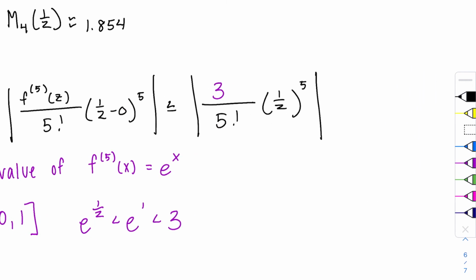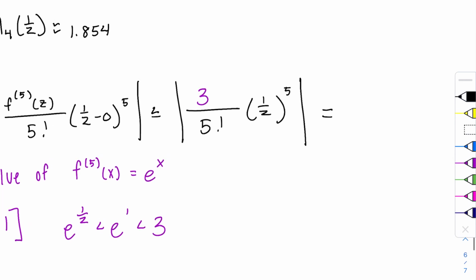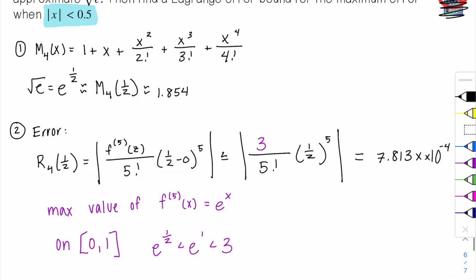Right, because remember, the Lagrange error bound would have been done by hand, so you wouldn't have been able to plug in e for this function, which is why we're picking 3 instead of e for our calculators. So then if we go to our calculators and type in 3 over 5 factorial, so that's 120, times 1/2 raised to the 5th power, we have a maximum error of 7.813 times 10 to the negative 4th. So that's a really small error.